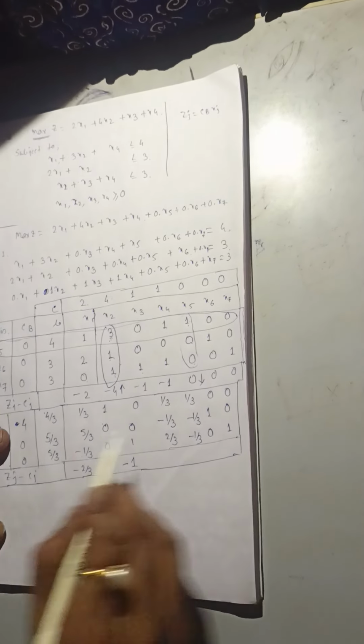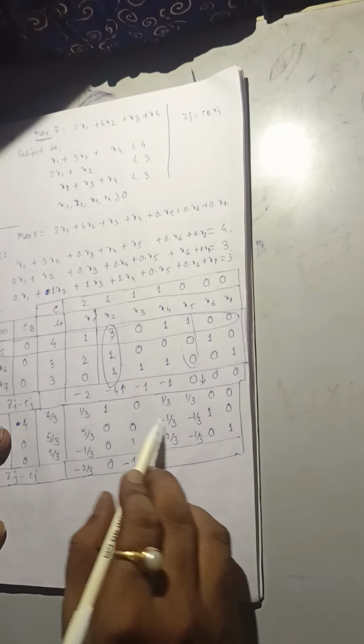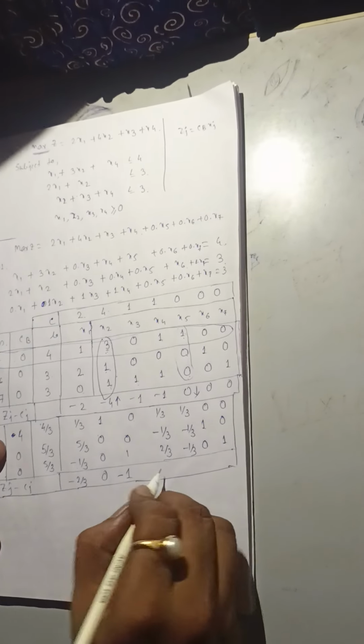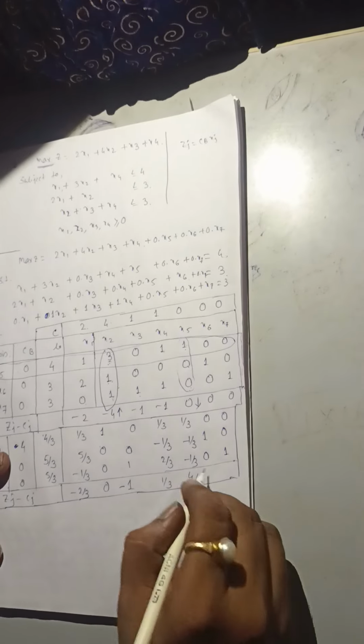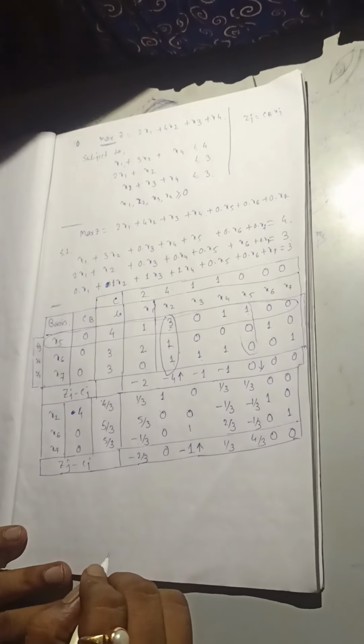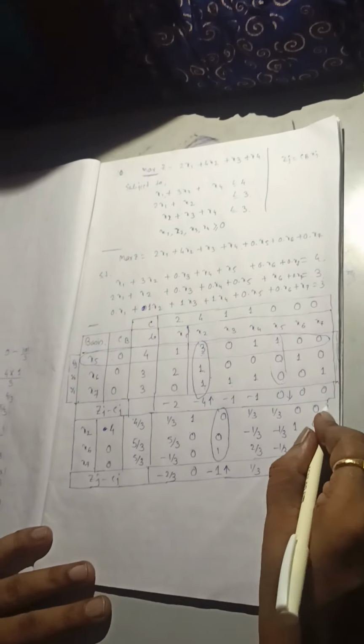Now look at the next one. 4 into 1 by 3, then 0 plus 0 plus 0. So 4 into 1 by 3 means 4 by 3 minus 1, that gives you 1 by 3, right? Next one is 4 by 3 minus 0, so that gives you 4 by 3. Next one is 0 and next one is 0. So you can see which one is the minimum value. Minimum value is minus 1. So if minus 1 is the minimum value, this will enter into the system, right? Which one? X3, right? Now we have to find out the ratio.